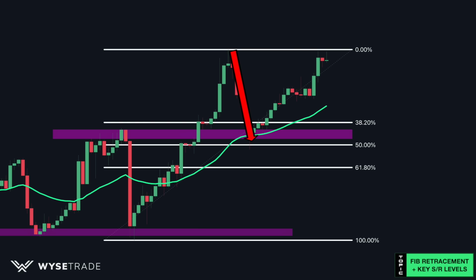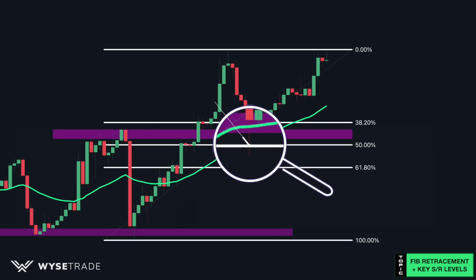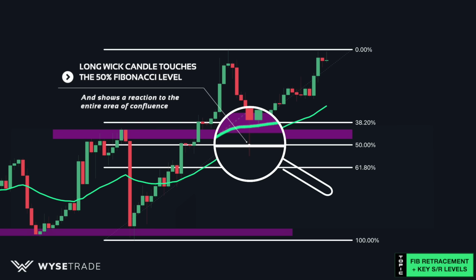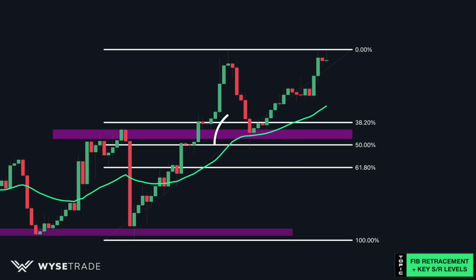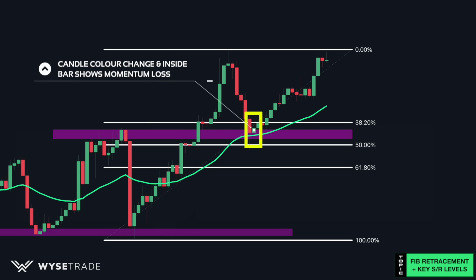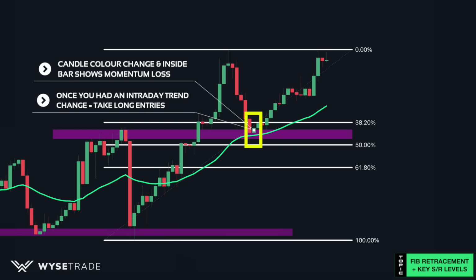This here is your area of confluence, where the support level, moving average, and Fibonacci all lined up perfectly. Once price pulled back to the area, you had a long wick candle form right at the area of confluence, and with the wick touching the 50% Fib level. You also had a candle color change and inside bar, which shows momentum loss. Once you had an intraday trend change confirmation, you would look for long entry points. Let's show this again.